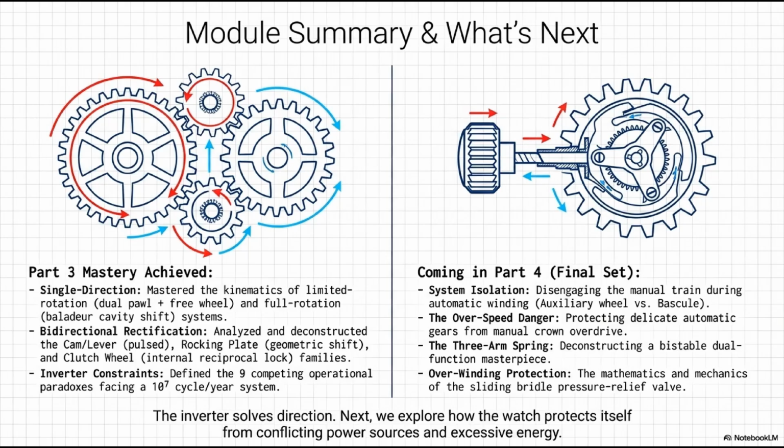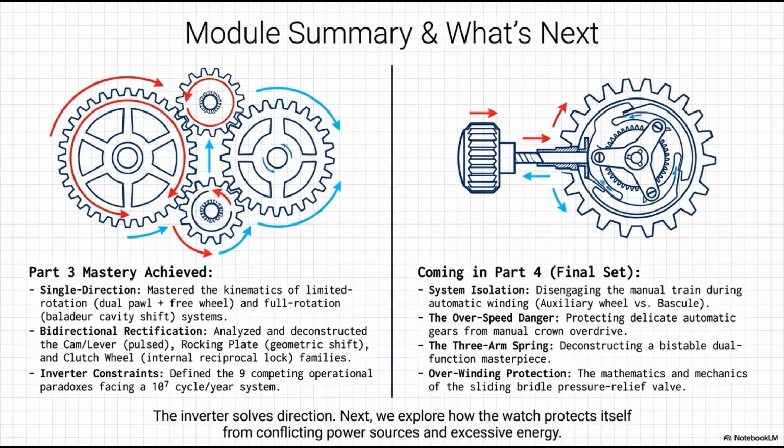Let's summarize the mastery we have achieved over the chaotic energy of the rotor. We mastered the kinematics of single-direction systems, understanding how limited rotation dual-pulse setups and full-rotation floating balladur cavities isolate the free stroke to build massive inertial momentum. We deeply analyzed bidirectional rectification, deconstructing the pulsed brute force of the cam/lever, the geometric shifting of the rocking plate, and the internal reciprocal locking elegance of the modern clutch wheel families. Finally, we defined the 9 competing operational paradoxes that threaten a system enduring 10 million cycles a year. The inverter has successfully solved the direction problem. The energy is now flowing one way.